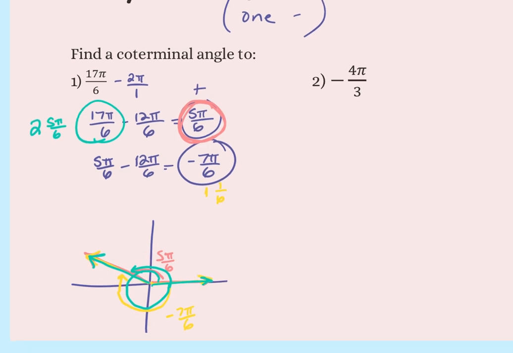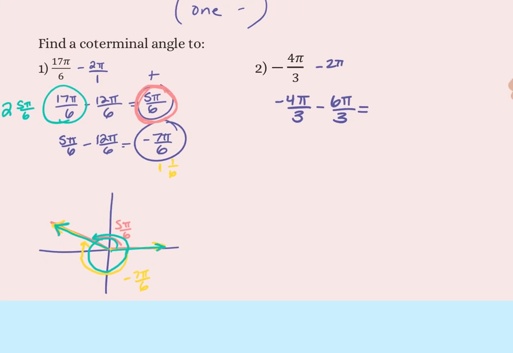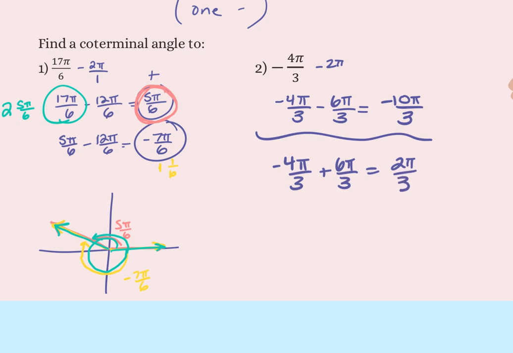Okay, so if I want to find 1 positive and 1 negative coterminal of negative 4 pi over 3, where do I start? If I want to find a negative, I can subtract 2 pi. And over 3, that's 6 pi over 3. And I get negative 10 pi over 3. And then to find a positive one, I'm going to add 2 pi or 6 pi over 3. And I get 2 pi over 3. So here's my negative, and here's my positive.